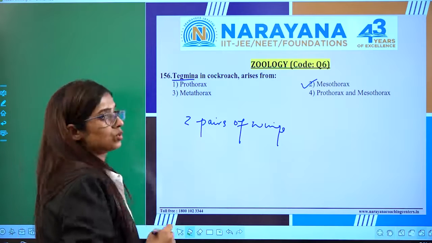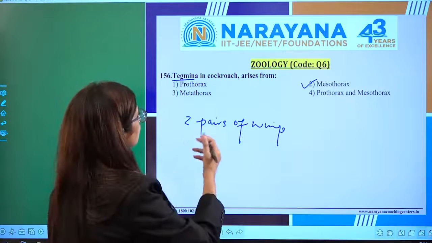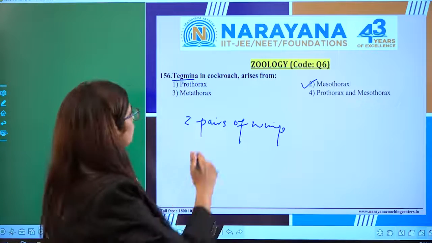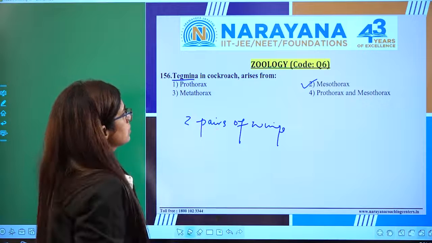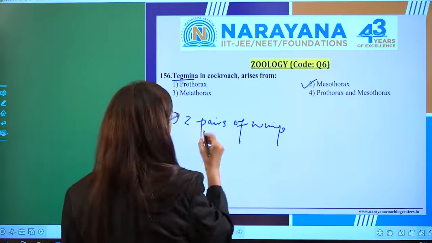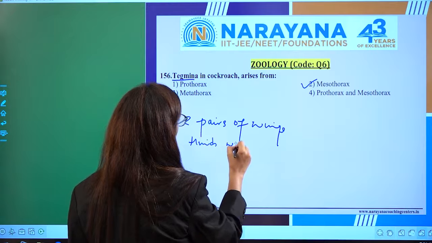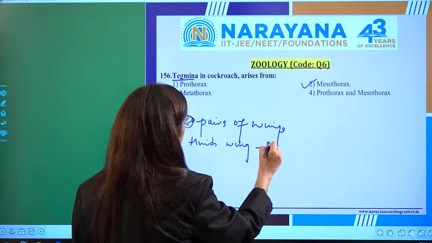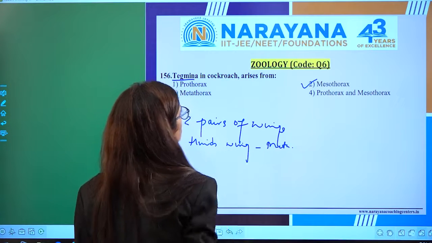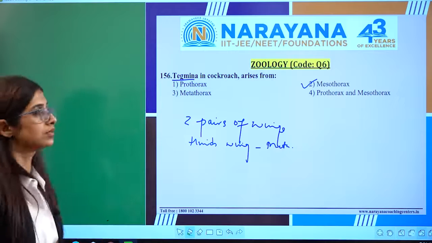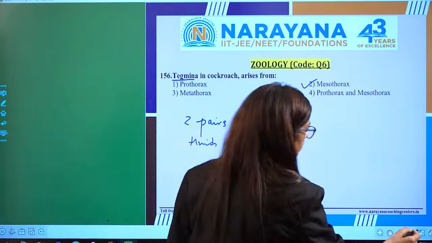The whole abdomen of the cockroach is divided into three parts: pro, meso and meta. So on that note, the tegmina, the four wings, are attached with the mesothorax, whereas the hind wings are attached with the metathorax. So here the right answer is mesothorax. Let's move on to the next question.